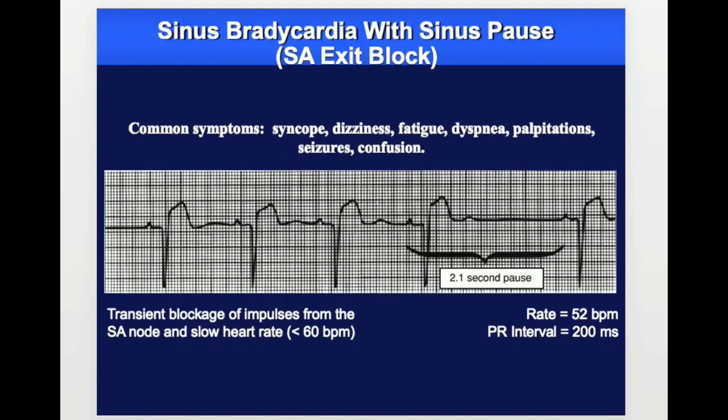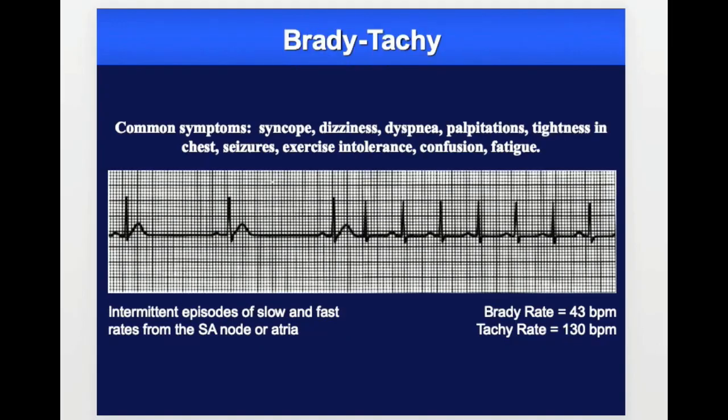Next is sinus bradycardia with sinus pause, also called sinus exit block or sinoatrial node exit block. This patient exhibits heart rate consistently less than 60 beats per minute with a transient sinoatrial block. The common symptoms include almost similar syncope, dizziness, fatigue, palpitation, seizures, and confusion.